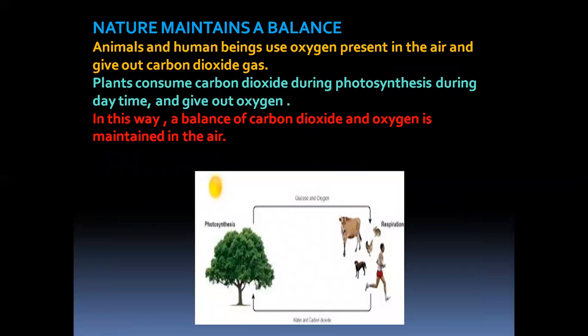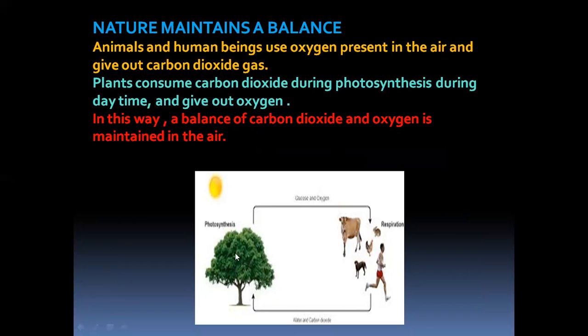Nature maintains a balance. Animals and human beings use oxygen present in the air and give out carbon dioxide gas. Plants consume this carbon dioxide during photosynthesis during daytime in presence of sunlight and give out oxygen. In this way, a balance of carbon dioxide and oxygen is maintained in the air.